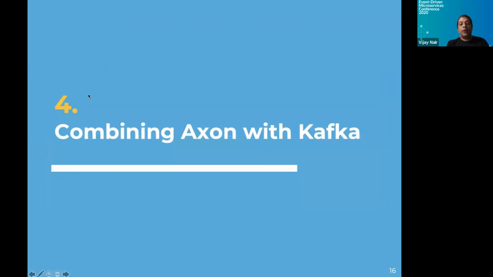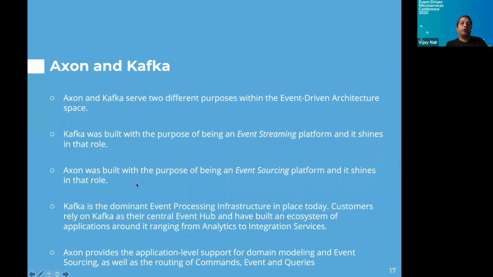So how do you combine both of them together? As I said before, there are two specific areas that we talked about during this whole presentation. One was, of course, event streaming, and the other one was event sourcing. They serve two different purposes as such, and Axon and Kafka have been built for that. Kafka was built with the purpose of being an event streaming platform, helping applications react to events that are happening and build another suite of applications around it. And it shines in that role. There's no doubt that Kafka is the leading or the dominant event processing infrastructure in place today.